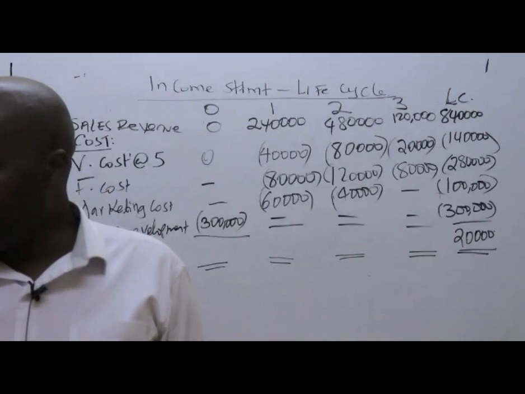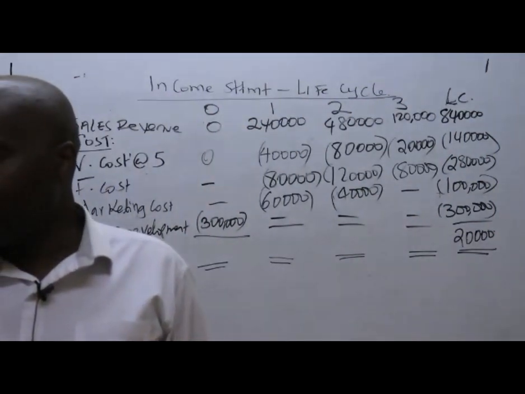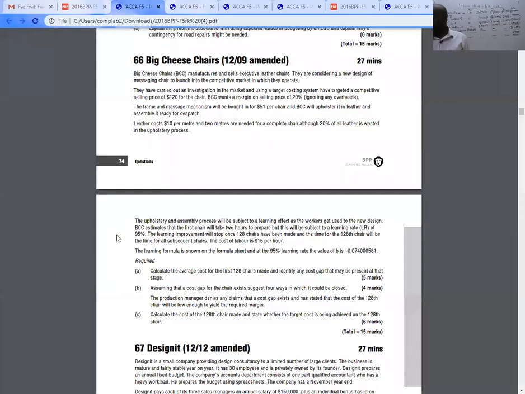So, ladies and gentlemen, I want us to try now the last one. There's a theory question there which I would want you to look at later, but I would want us to go back to our target costing. We try this question, number 66. Big Cheese Chairs. ACCA is a great examination board. Look at even how they choose the names of their questions. Big Cheese Chairs, BCC.